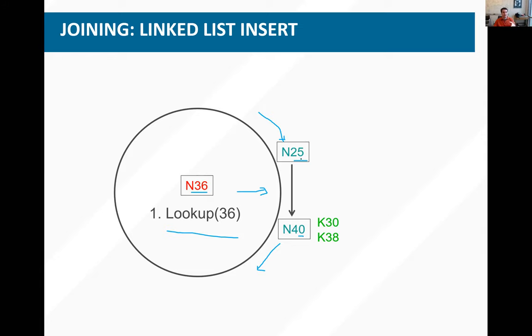So node 25 is going to be the node before us, 40 is the node after us. And right now, node 40 is responsible for these two keys, key 30 and key 38. So that's kind of the setup of where we're at.